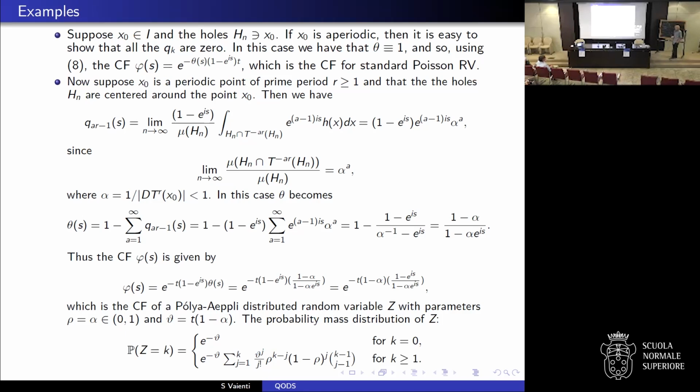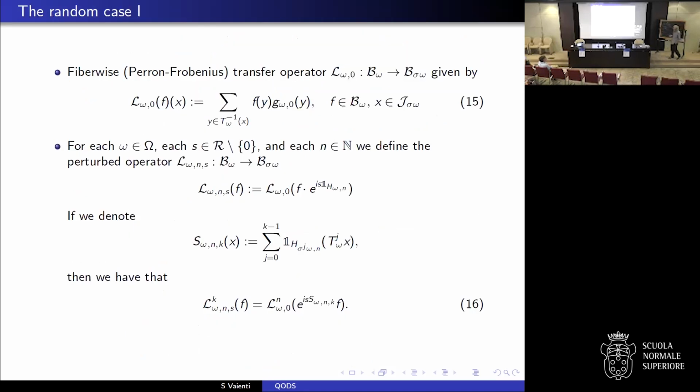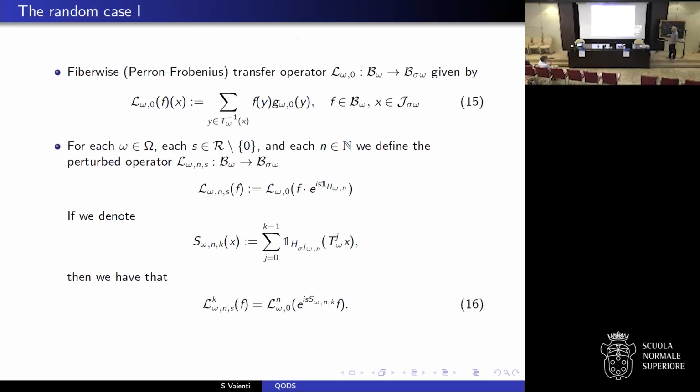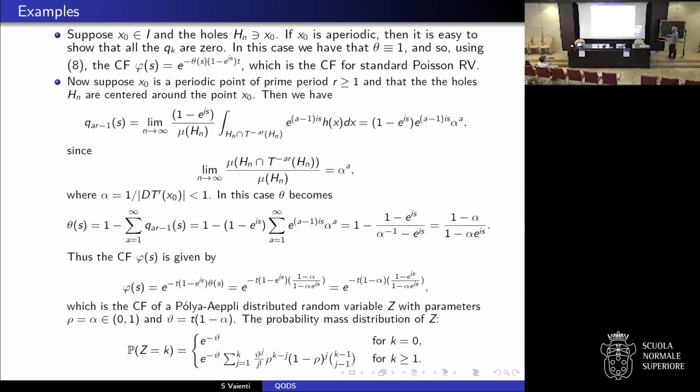And in this case, you can generate a lot of other examples. Let me give you only one. I'm sorry, I should have another one. Oh no, it's at the end. I will show you at the end in the quenched setting.